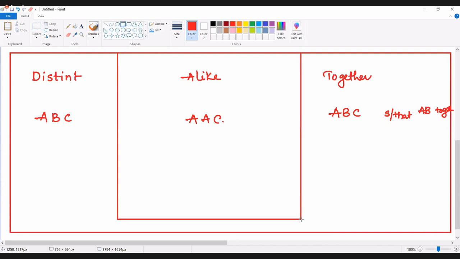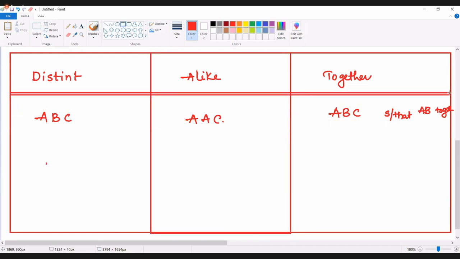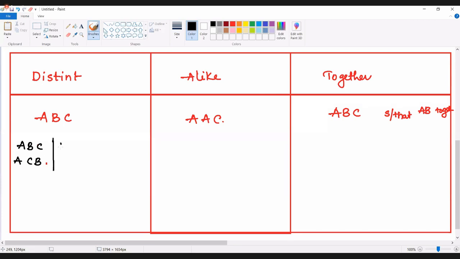In how many ways we can arrange distinct, alike, and this. So we'll try to understand one by one. If you want to arrange the letters in the word ABC, in how many ways we can arrange? One is ABC, the other one is ACB, or BAC, BCA, CAB, and CBA. So total how many ways are there? There are six ways to arrange them.